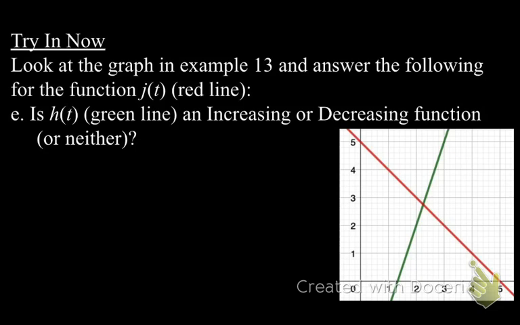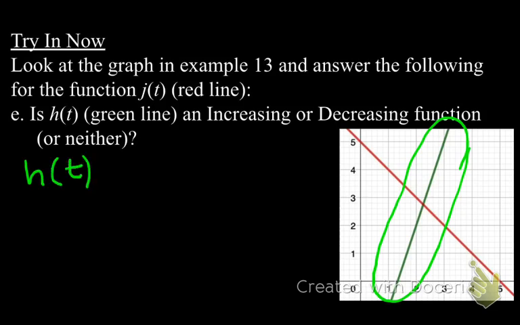For letter E, using the same graph, is h of t, which is the green line, an increasing function, a decreasing function, or neither? Looking at this green line, if you remember, our idea for an increasing function was that it would be going up from left to right. Our description of a decreasing function is that it would be going down from left to right. So h of t, as we can see, is going up from left to right. So h of t is an increasing function.